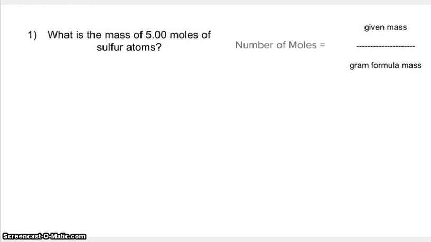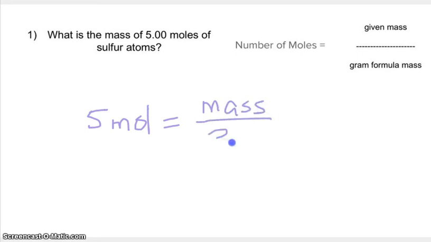We know that we have 5 moles is equal to the mass that we're looking for divided by our GFM, which we just said is 32 grams per mole. Now once I see this, I know I'm trying to solve for that variable on the top, for mass. To do that, I'm going to multiply both sides by 32 grams per mole.